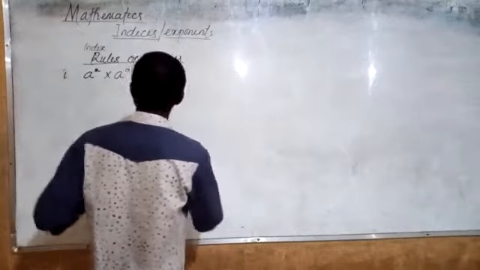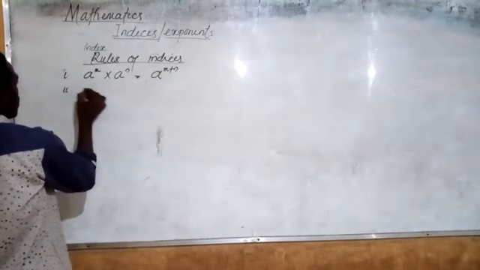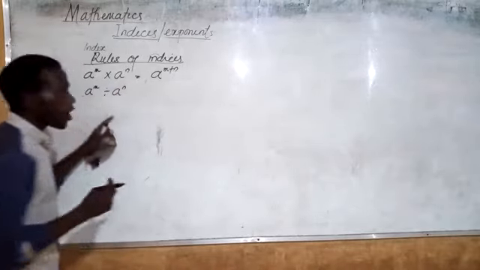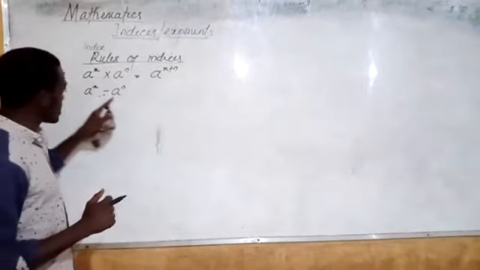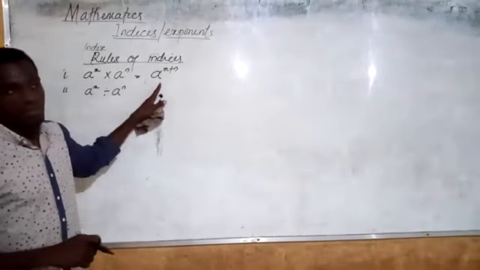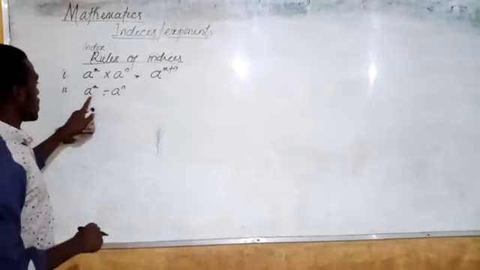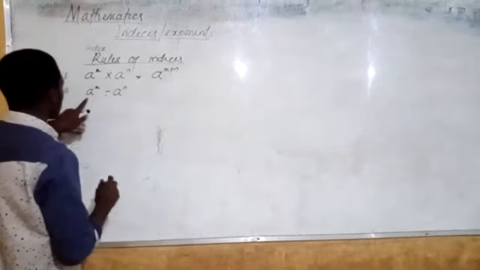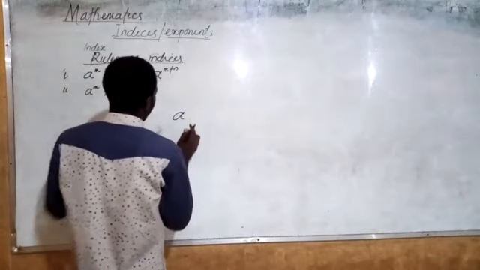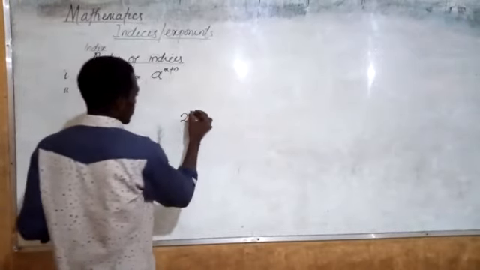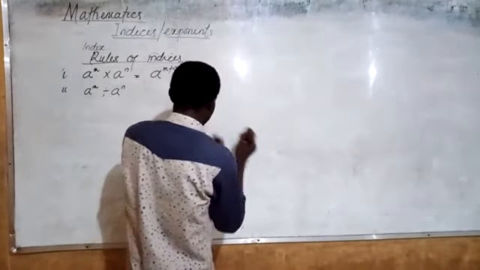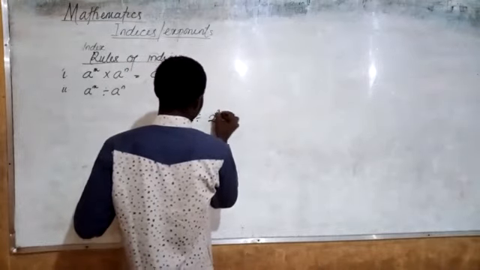Now the second rule states that if a raised to power m is divided by a raised to power n, this principle only stands provided that the bases are the same. If the bases are different, this rule does not apply. So if the bases are the same, then the rule applies, of course. So here, for example, let's still use 2: if my m were to be 6, divided by a, my 2, and n were to be 3, for example.